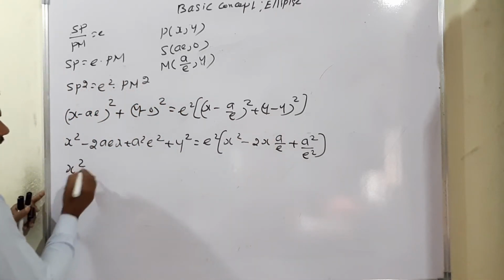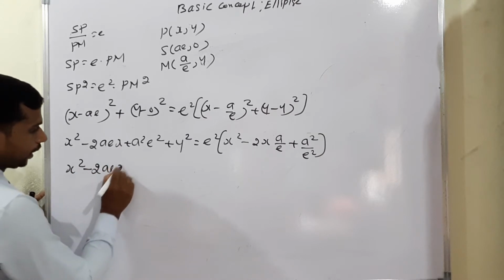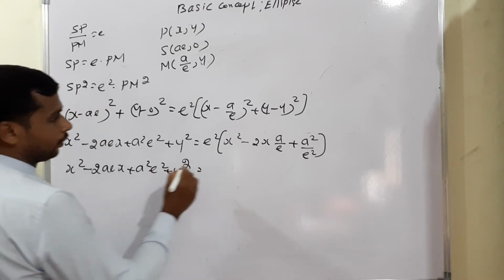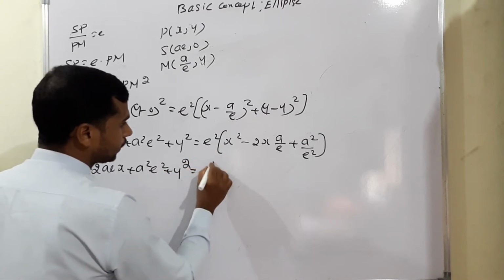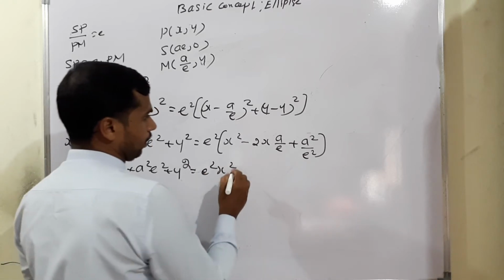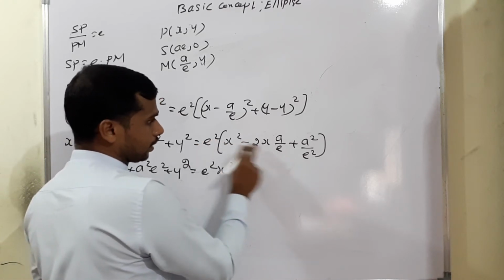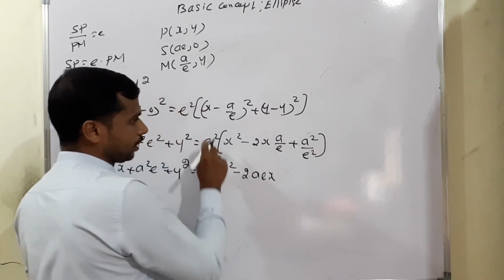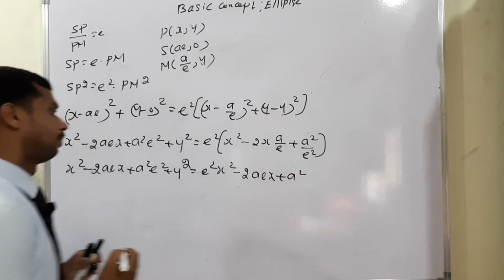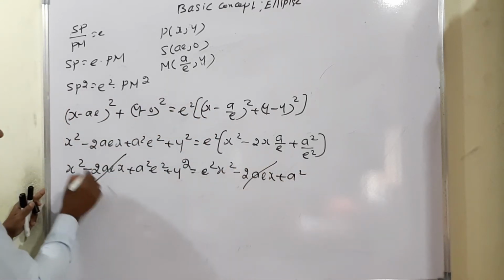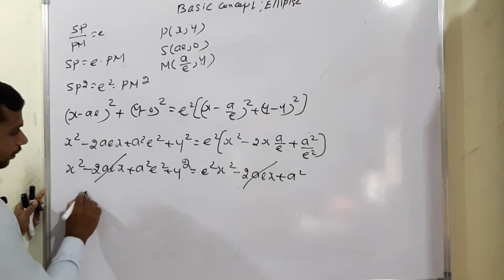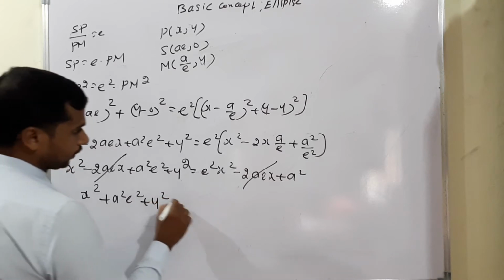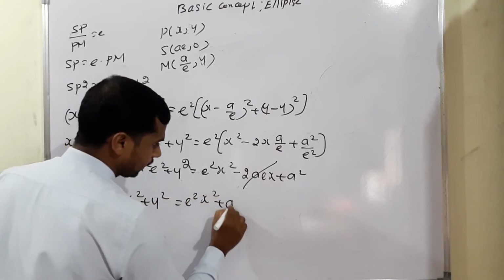So now left hand side as it is: x square minus 2aex plus a square e square plus y square is equal to, each and every time into e square, means e square x square. Then second term, e square is there, e cancel means only negative 2aex. Next term e square cancel means only a square will come. So minus 2aex, minus 2aex cancel, remaining x square plus a square e square plus y square is equal to e square x square plus a square.